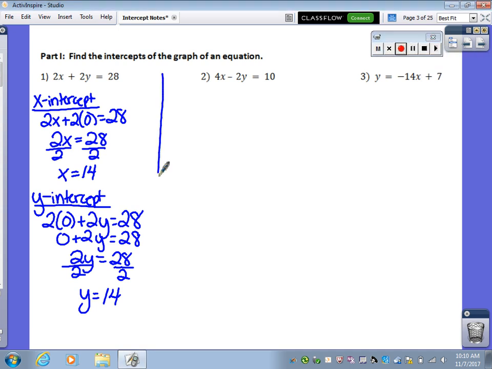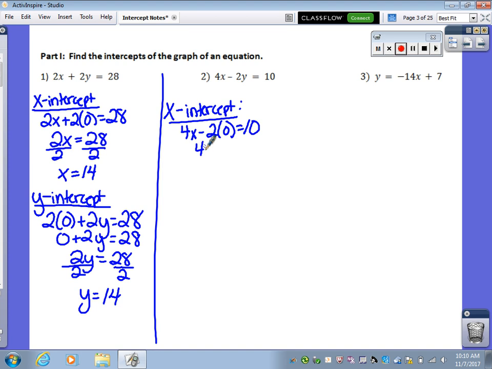If 4x - 2y = 10, to find our x-intercept, we can plug 0 in for y, which goes away, and now just divide. It's okay to have a fraction. We're going to simplify. Okay, for the y-intercept, let's look at our cover-up method here.